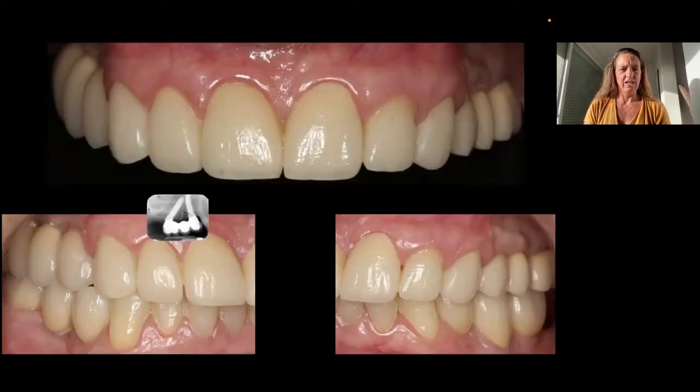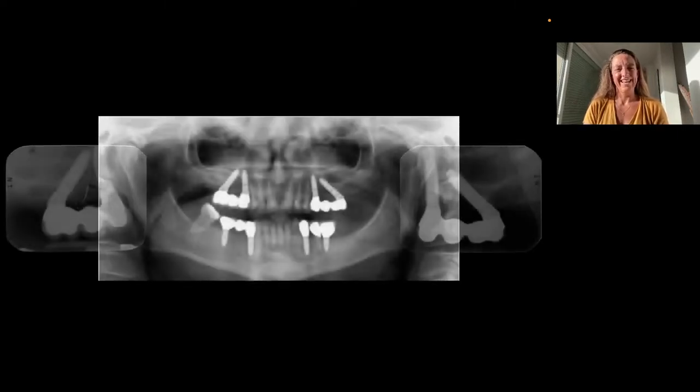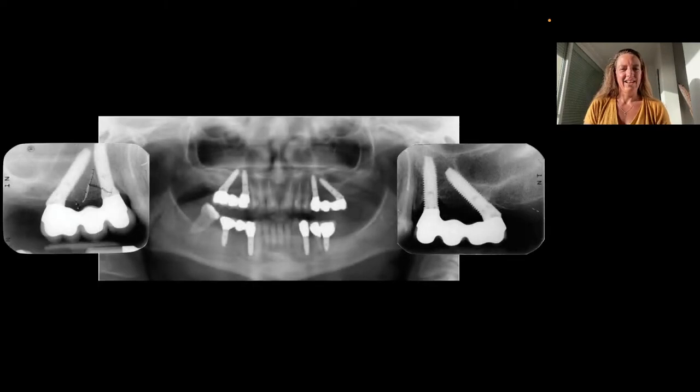So here you can see these are the cases, and here the periapical x-rays and the orthopantomography with the implants in place.